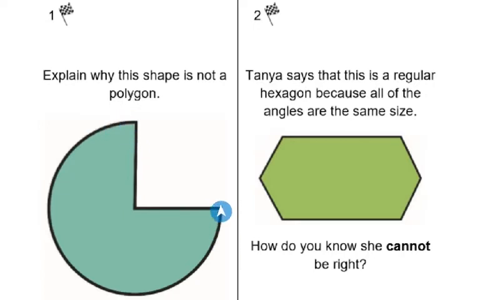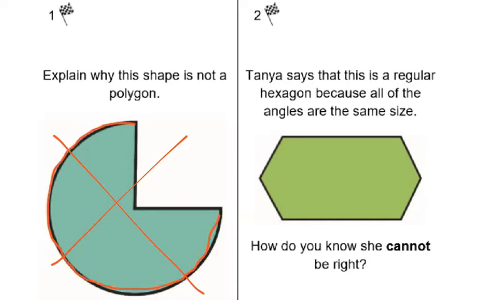Is this one joined at a straight line? No. So the only angle is actually this reflex angle here. This is not a straight side. Therefore, it is not a polygon because not all the sides are straight.